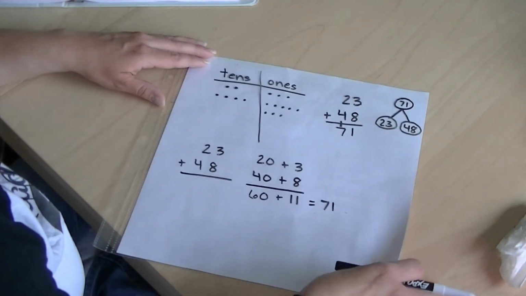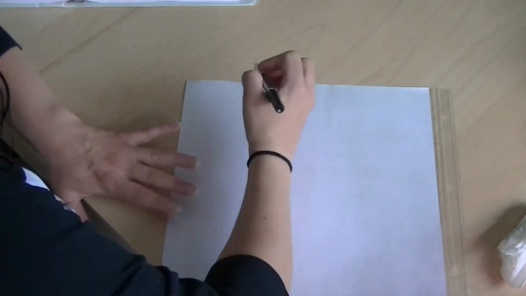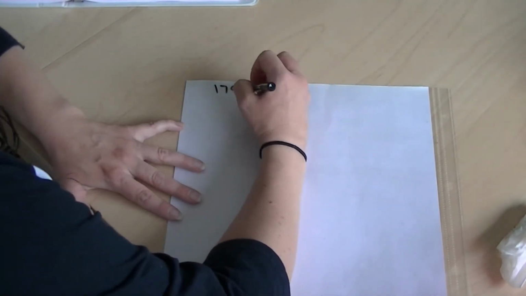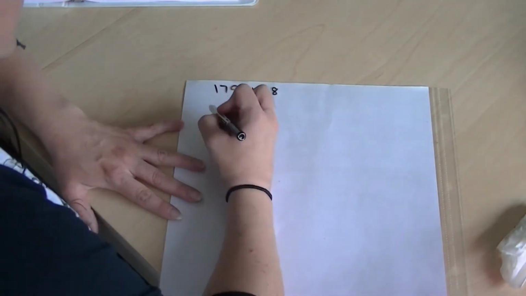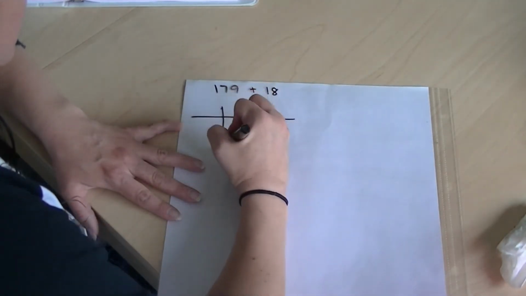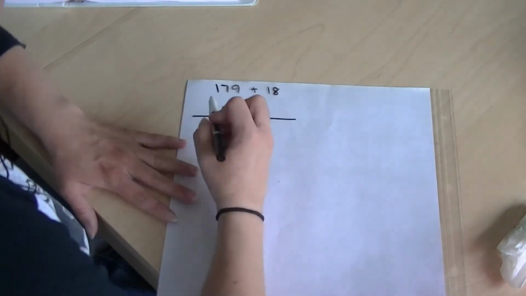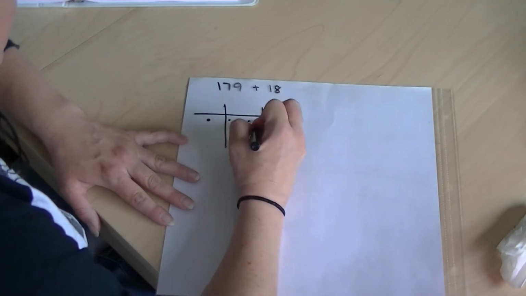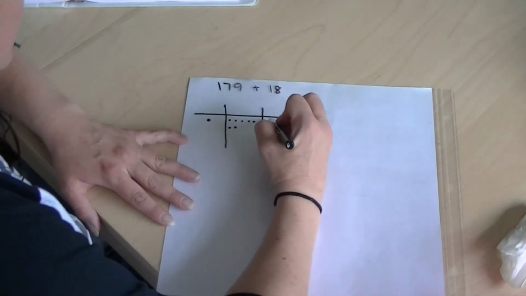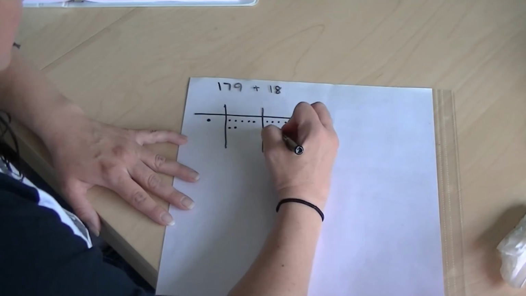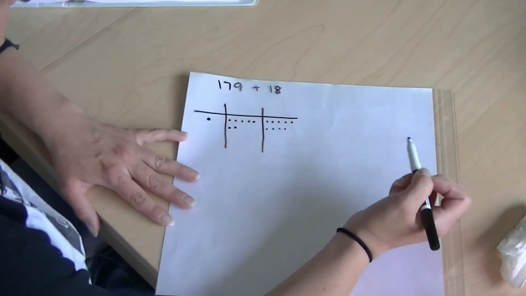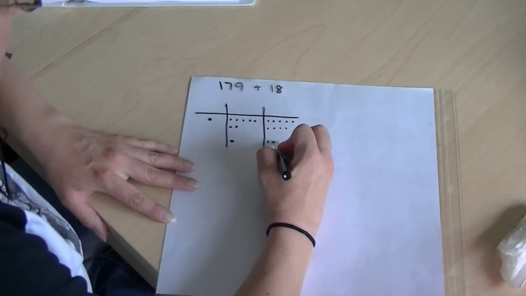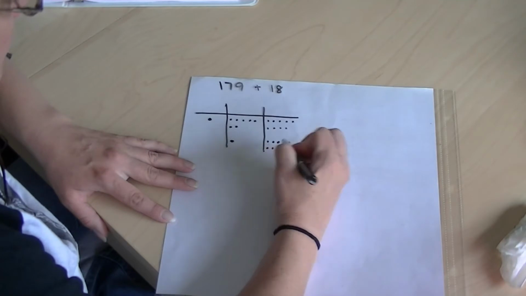Okay, let's try this one. 179 plus 18. So we're going to represent it on the place value chart first. Okay, so we have 179, right? Then we're going to represent 18. There's 1 10 and 8 1s. Okay.